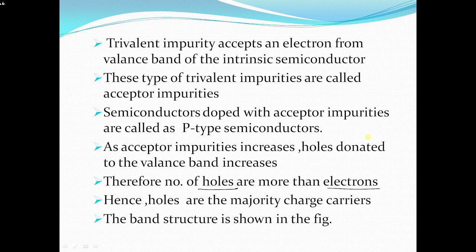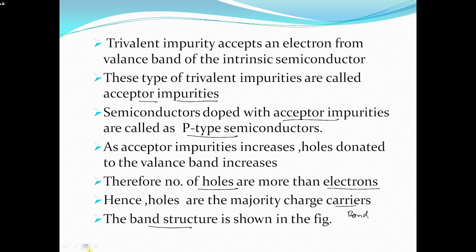So see here, a trivalent impurity accepts an electron from the valency band of the intrinsic semiconductor. That's why they are called acceptor impurities. Semiconductors doped with acceptor impurities are called P-type semiconductors. As the acceptor impurities increase, holes also increase. So you can find more holes than electrons. So holes will be the majority charge carriers. This is about bond structure.